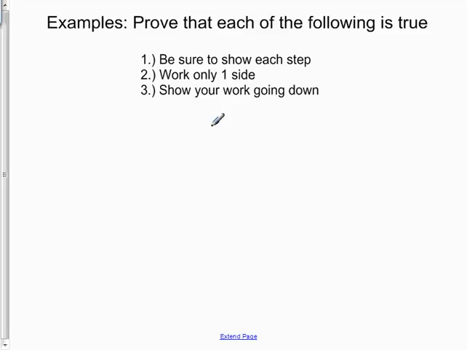We want to show each step. We want to work only one side. We want to show our work going down. Don't try working horizontally. It messes it all up.